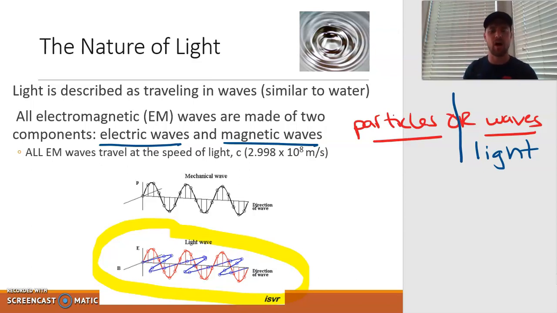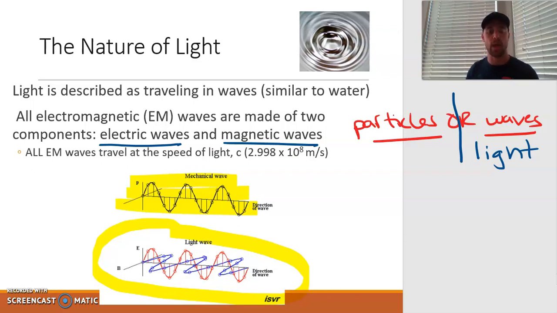That's an example of a mechanical wave. And so this right here would kind of demonstrate a traditional mechanical wave. Well, a light wave actually has two components to it. Like I mentioned, it has the electric wave, which is shown here in red, going up and down. But then it also has a magnetic wave, which is shown in blue, oscillating perpendicular. This whole thing is a light wave.